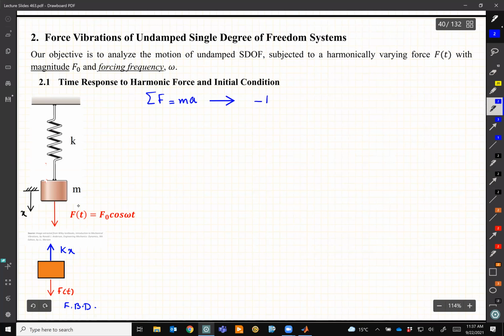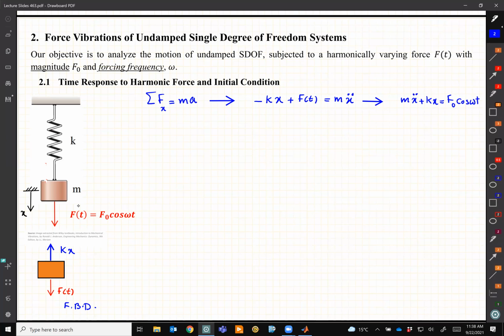So the forces that I have, all of them in x direction, it is minus kx because it's the opposite direction, plus F(t), equal to m times my acceleration, which is m x double dot. If I simplify everything here, I will get m x double dot plus kx is equal to F0 cosine omega t. And I replace F(t) by the original function. So now this is my equation of motion. As you can recognize, the first part on the left is exactly similar to when we had free vibration. Now on the right, we have an extra term, which is F0 cosine omega t. So we need to solve this problem, right? This is a second order differential equation.